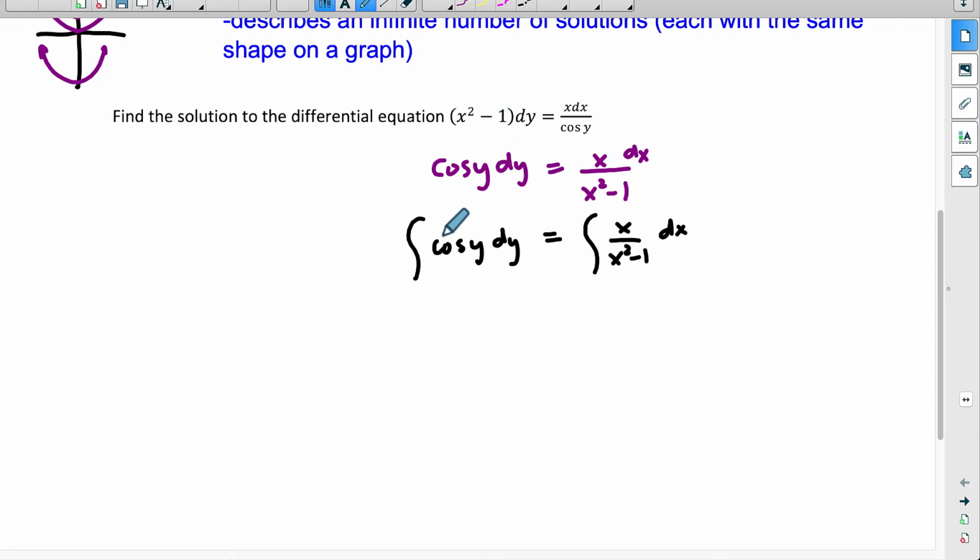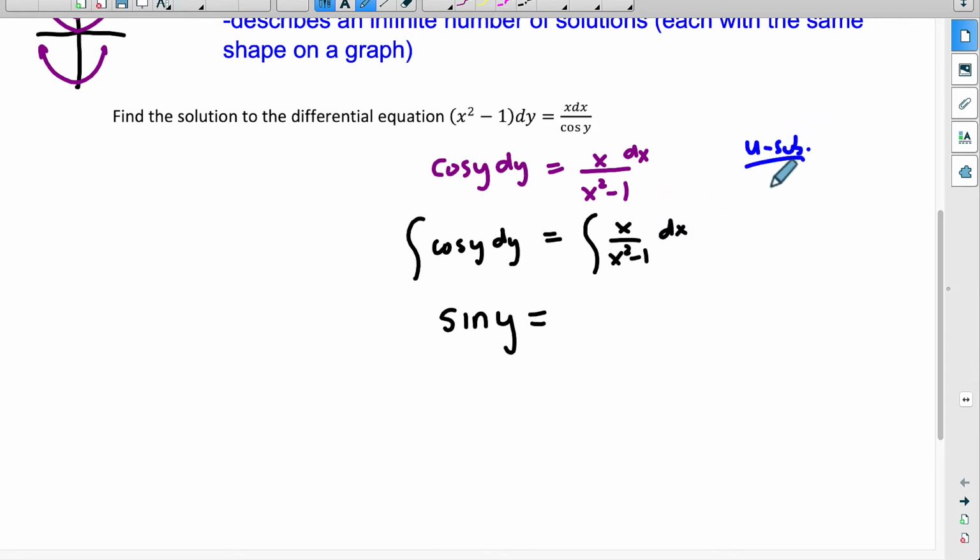Okay, well this isn't hard. On the left-hand side, the integral of cosine y is sine y. So that's good. Now, the right-hand side is a little more difficult. I wish I'd given myself more room for that. Do you see what type of integration you might have to use here? I think u substitution might be the way to go.